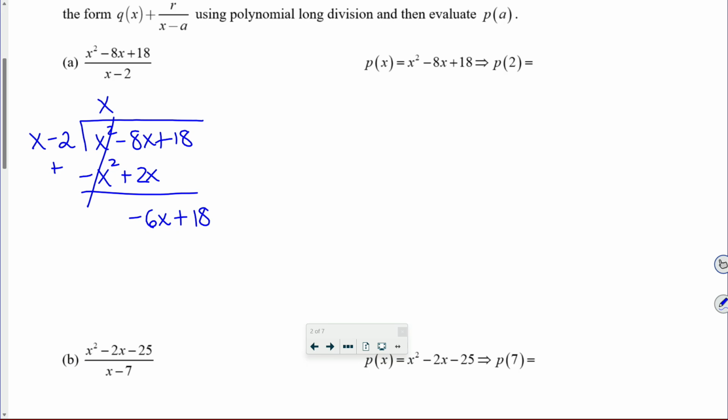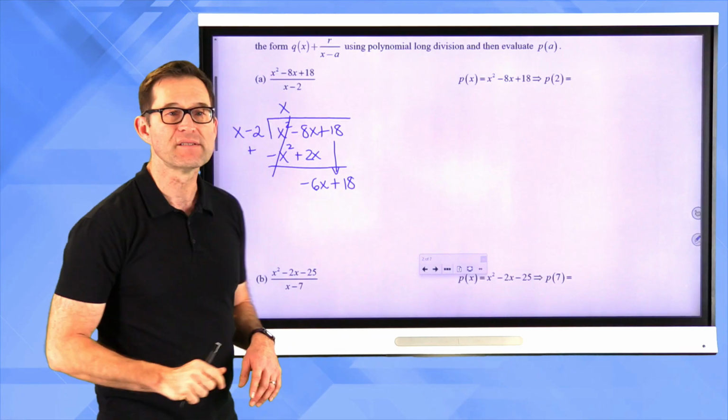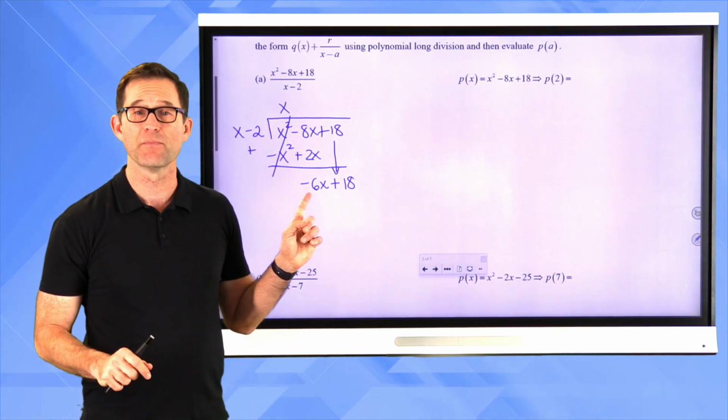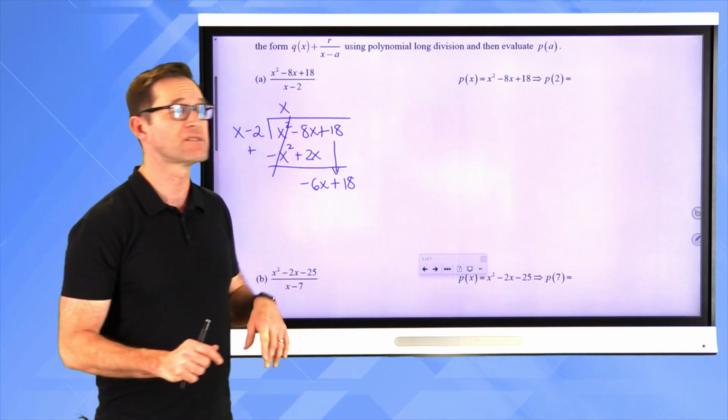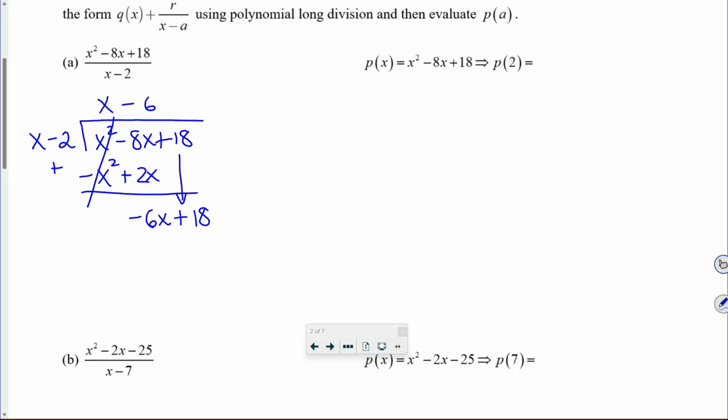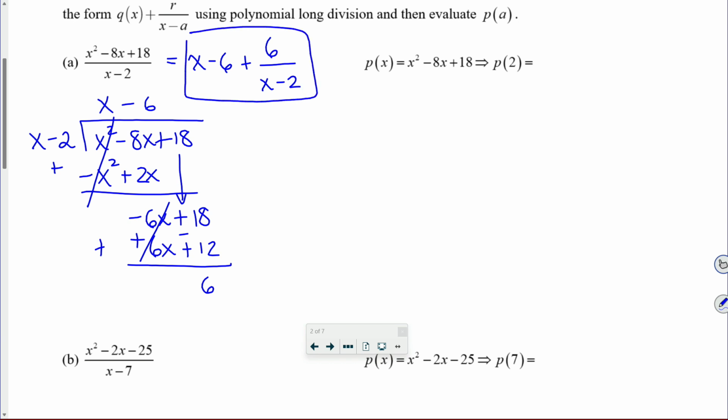I drop the 18 down, right? Now I say to myself, what do I have to do to get the negative 6x to be eliminated? I'll have to multiply that x by negative 6. So I want to match those, negative 6x plus 12. Again, I'm going to just change my signs and add. So those two cancel. 18 plus negative 12 is 6. And so all of this then is equal to x minus 6 plus 6 over x minus 2. So that is my quotient remainder form.